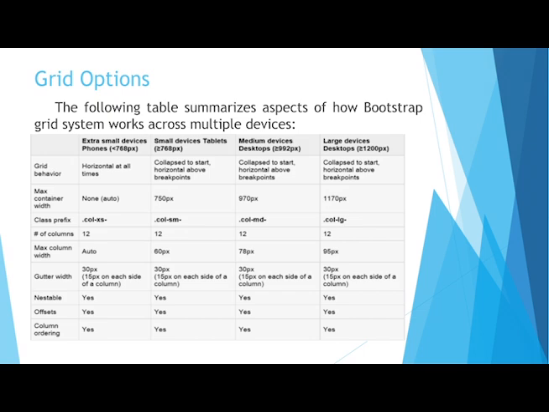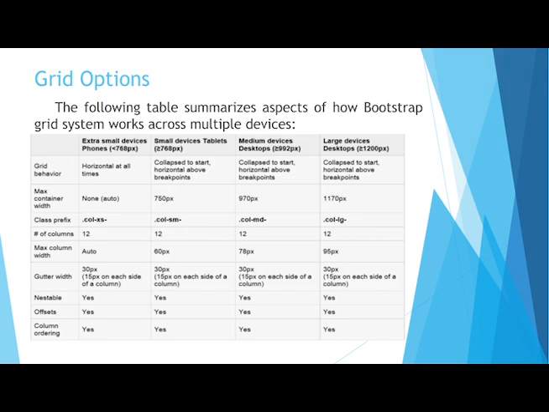Really quickly, what that all means is grid behavior is simply how does this grid function? When it's really small, everything's going to be stacked horizontally because there's just no room to the left or right. But as we get bigger and wider, there's larger breakpoints. So you'll see that our content will start to spread out as opposed to just being stacked.